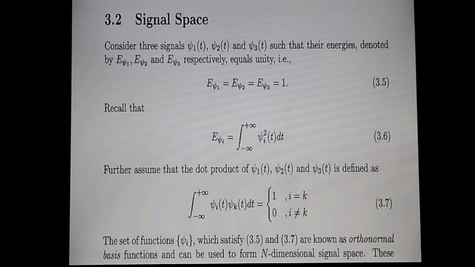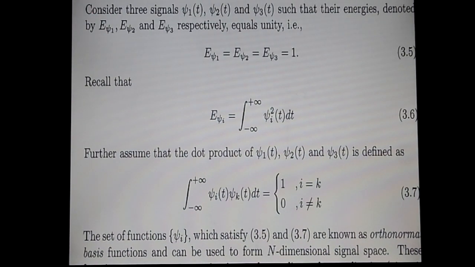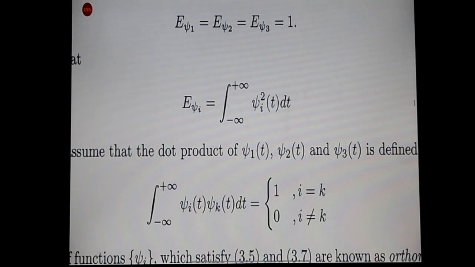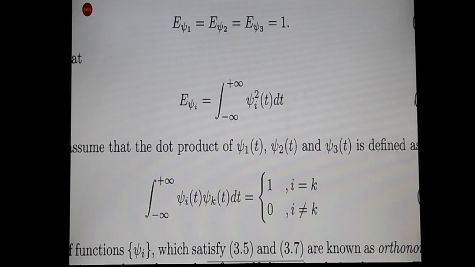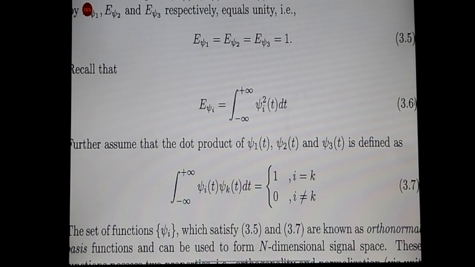Here, equation 3.6, if you see, defines the energy of a signal. It's a widely used definition that the energy of a signal is the integral of the square of the signal, as shown. The energy of psi i, where i may be 1, 2, 3, because we have just three.